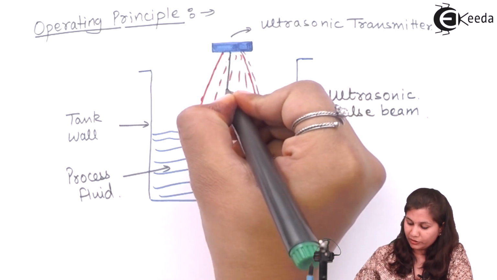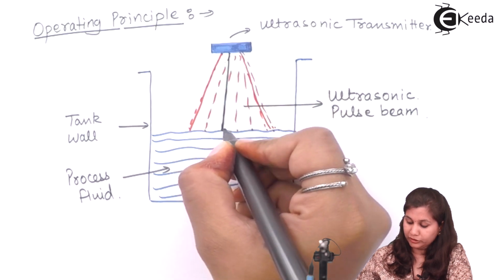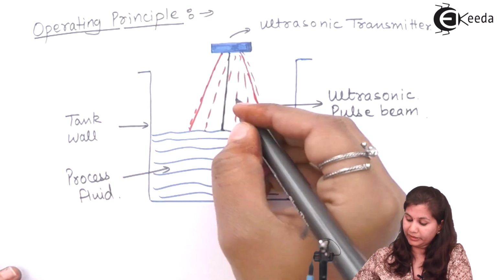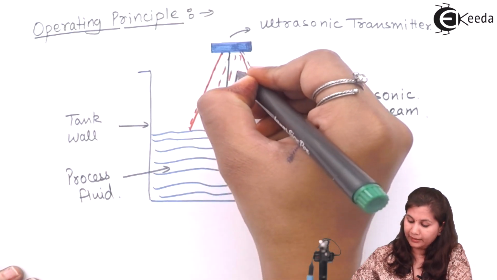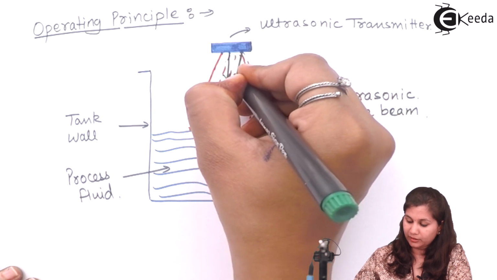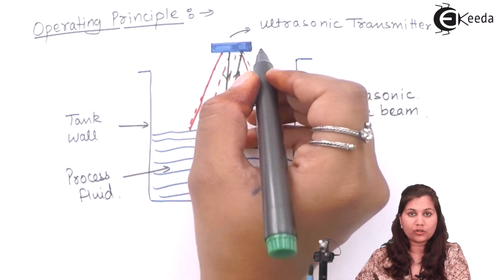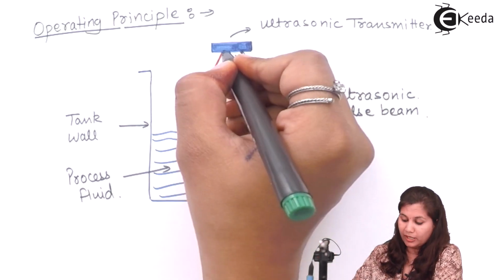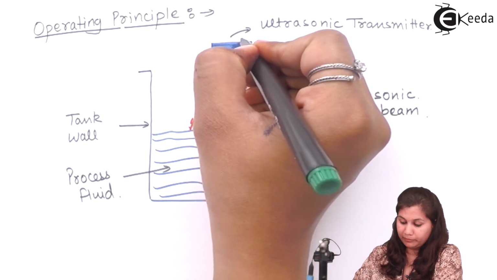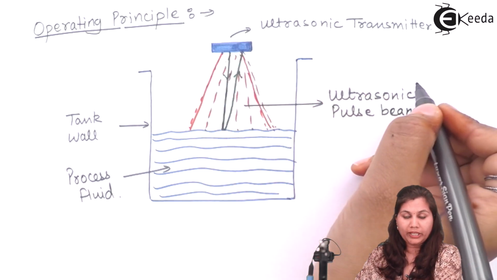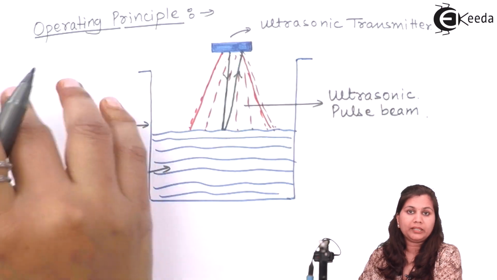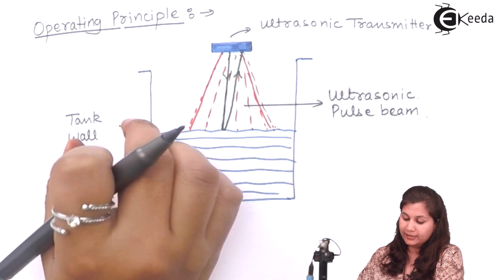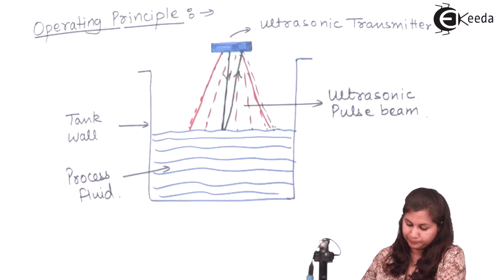First the rays are generated. After the reflection from the level of the liquid, they are reflected back and again received by the ultrasonic transmitter and receiver. The time taken by the ultrasonic waves to strike and return back is calculated, and that time corresponds to the level of the liquid in the tank. That is the working principle.